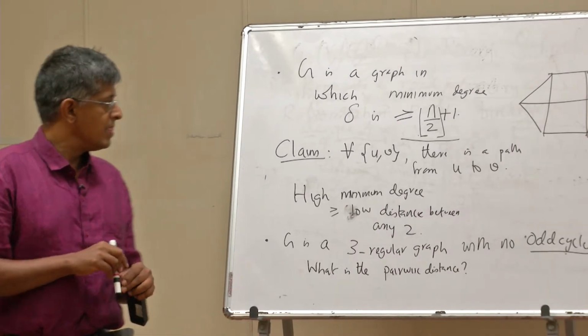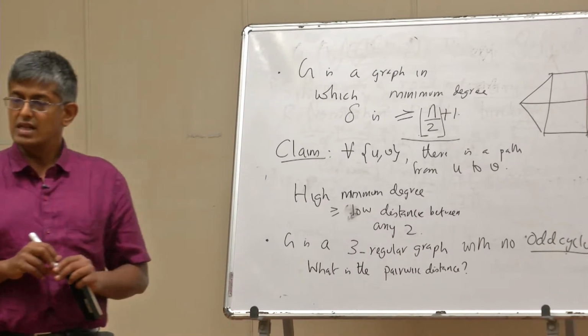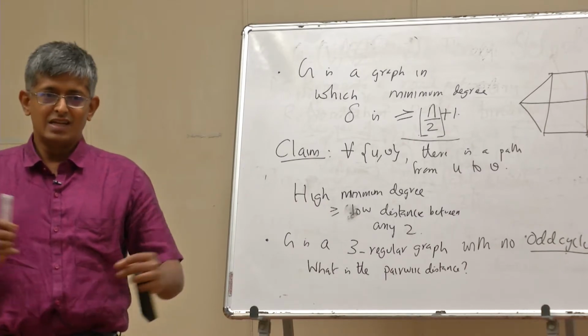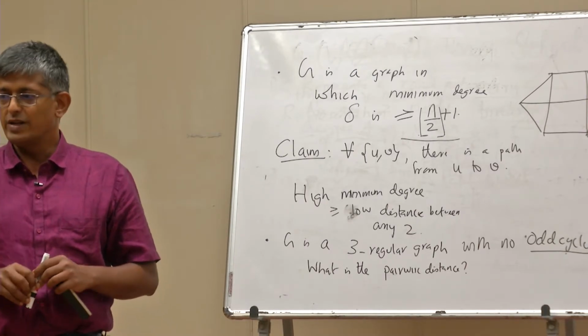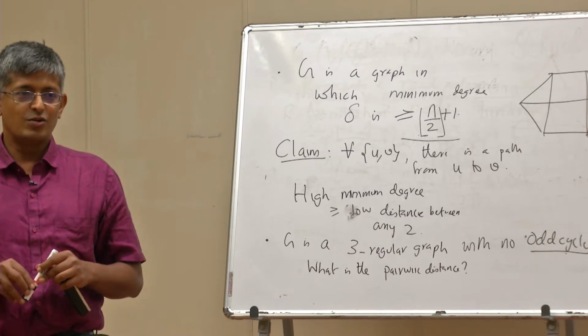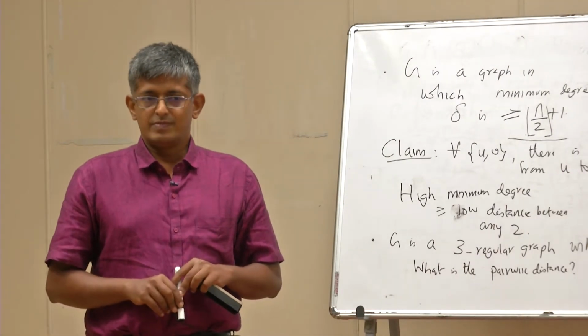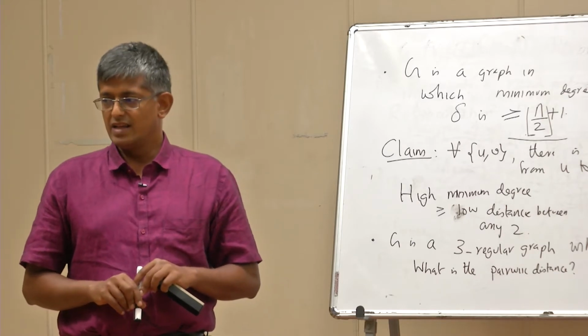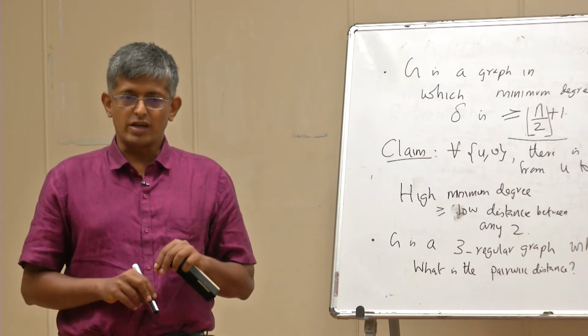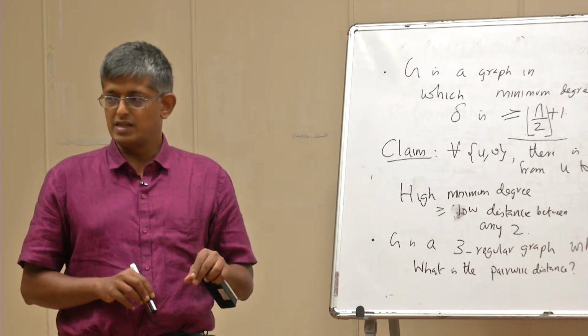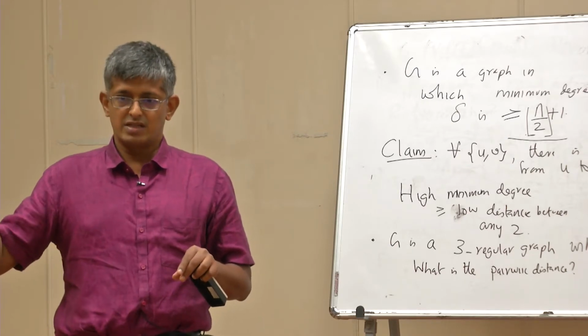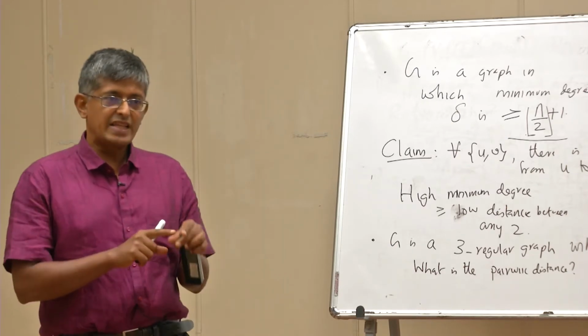Right? I'm going to show you that the diameter is, any guesses for the distance between any pair? Do you think it is n by 3, or n by 4, or n by 2, or what do you think it is? Okay, the answer is log n. And I'm going to show you why it is log n. It's a very slow growing function relative to a linear function.